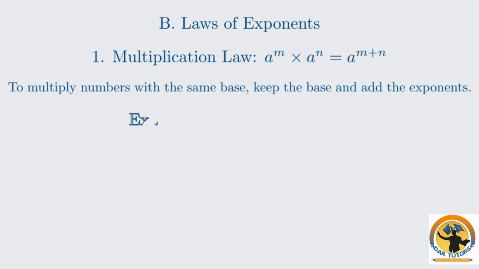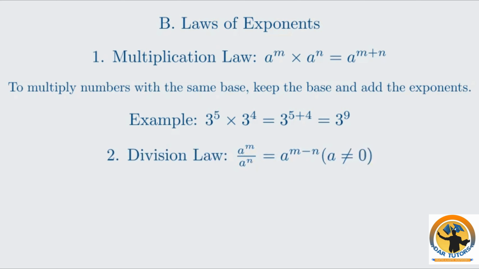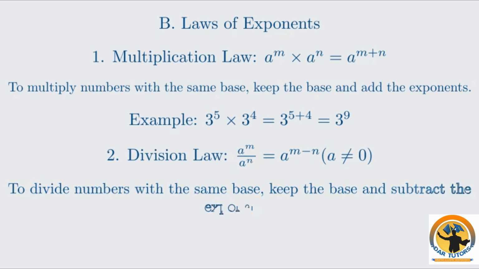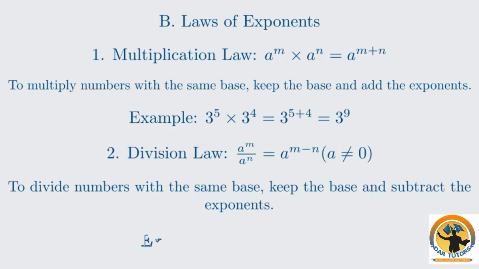For example, 3 to the power of 5 times 3 to the power of 4 is 3 to the power of 5 plus 4, which is 3 to the power of 9. Second, the division law. To divide numbers with the same base, you keep the base and subtract the exponents. For example, 5 cubed divided by 5 to the power of 5 is 5 to the power of 3 minus 5, which is 5 to the power of negative 2.